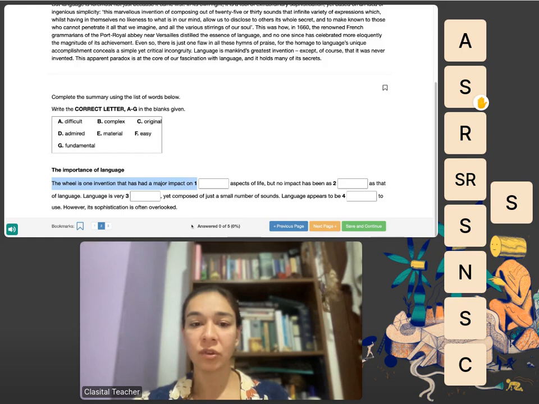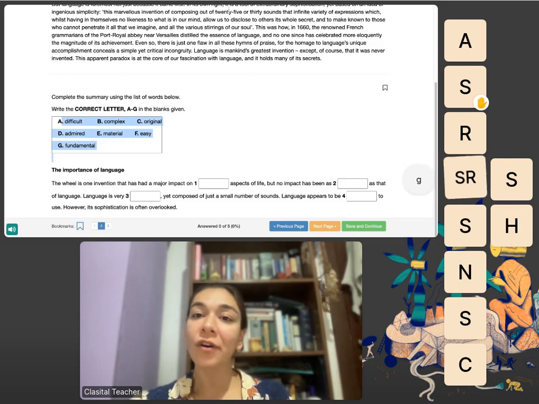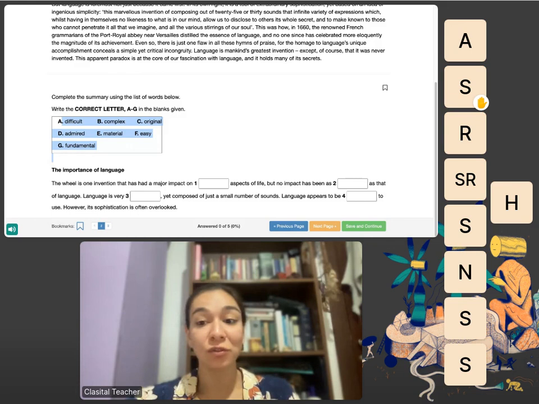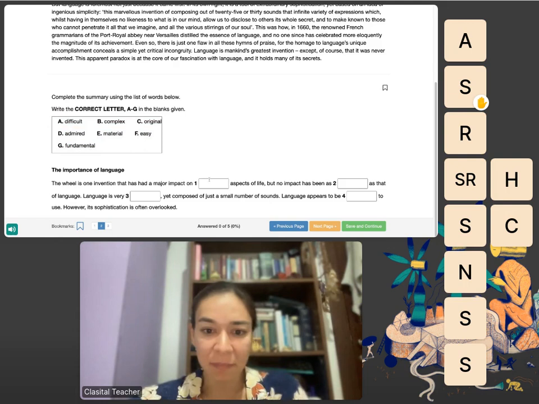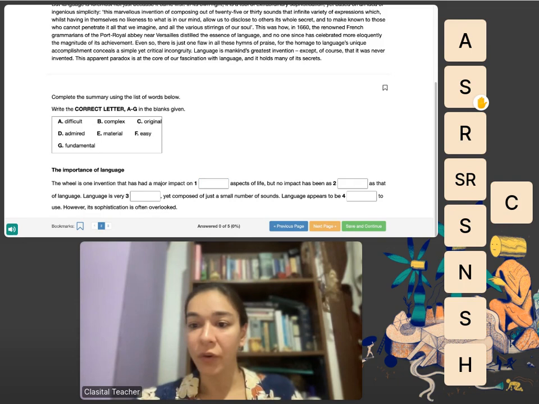They are all adjectives. We don't know. We can't know the answer. Do not try to guess the answer before reading the passage, because they are all adjectives and impact on difficult aspects of life, easy aspects of life, complex aspects of life. It can be anything. So we are not jumping to conclusions, we are reading the text.